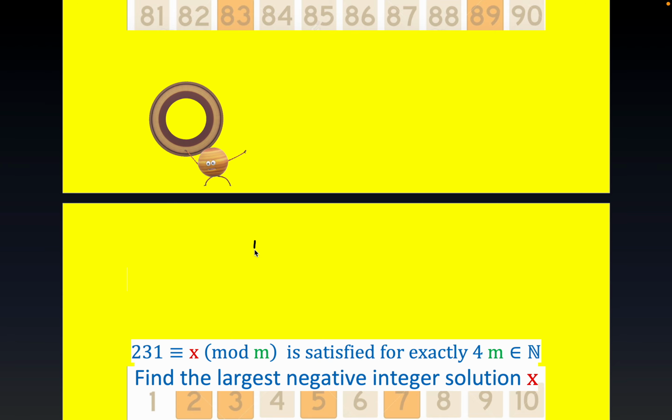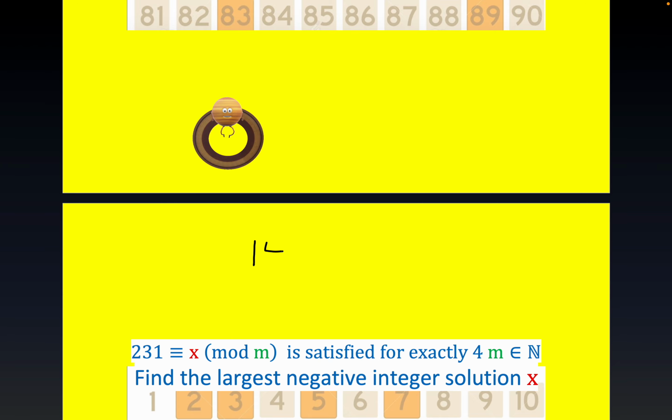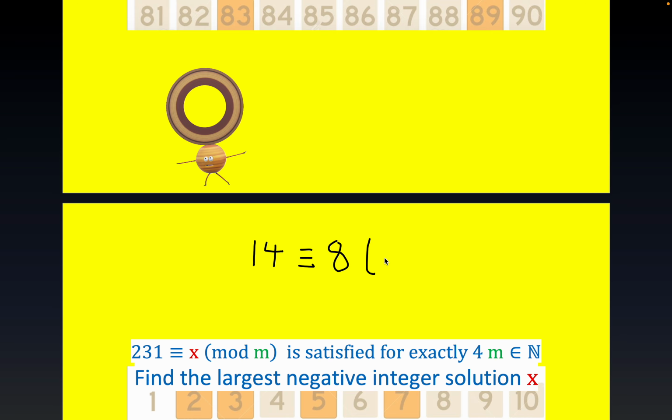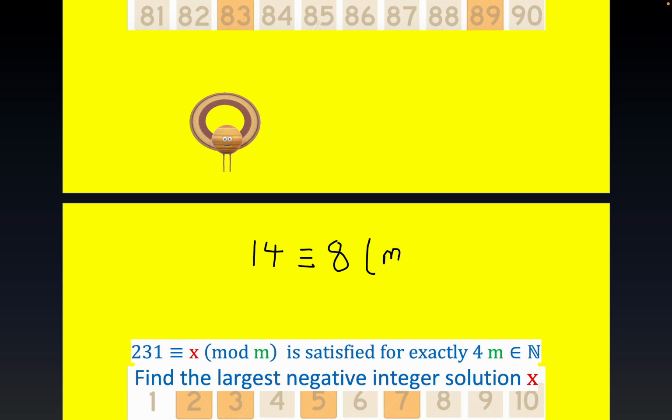The relatively simple idea that I used to solve this problem. 14 is congruent to 8, and rather than specify the modulus, I'm just going to leave the modulus as a variable. We'll call the modulus m. Okay, so you could think of this as a question all by itself.